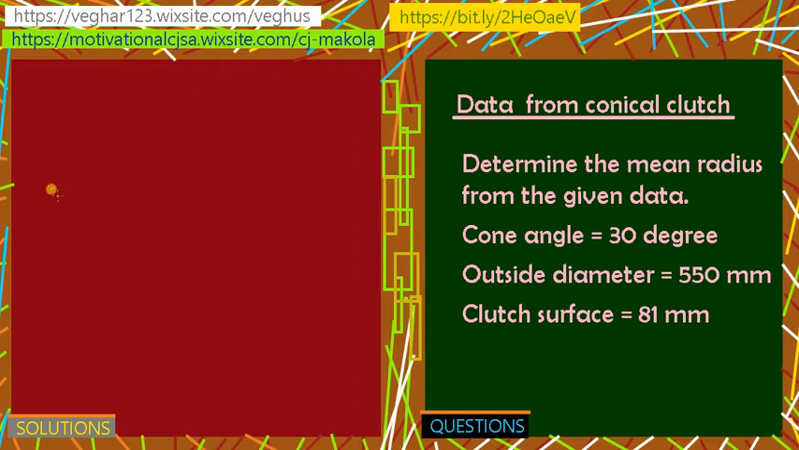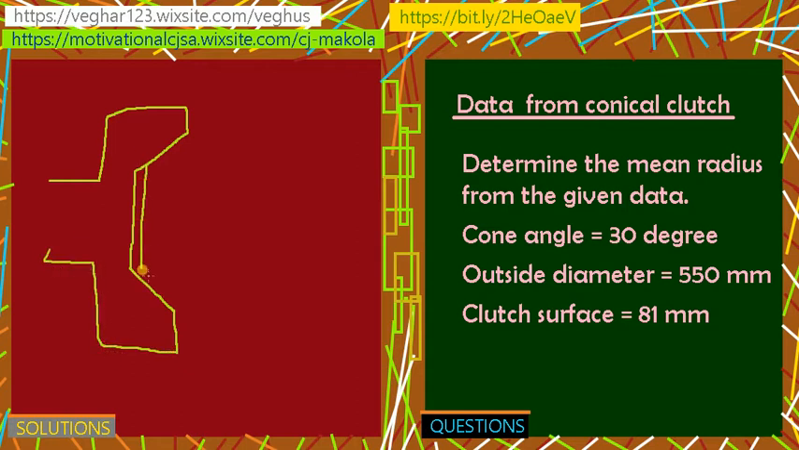So a conical clutch, before we start, is something like this. This is a conical clutch. Let me just draw it, something like this, and just show the inside part. This is how they have something inside like this. Then we have our radius here, the outside radius, from this point to this point.